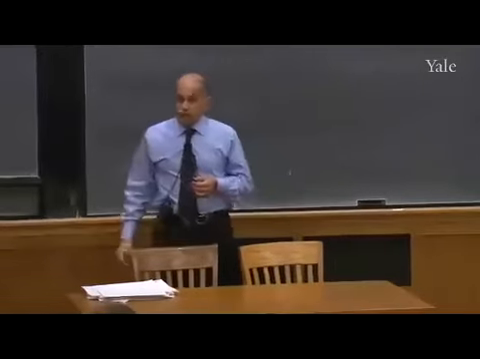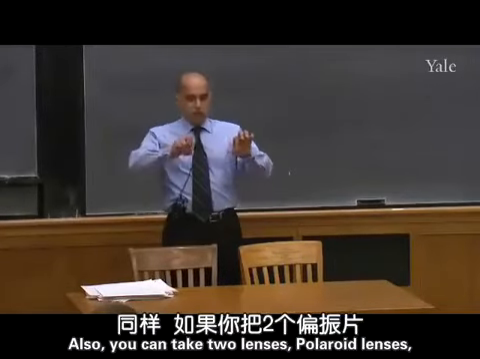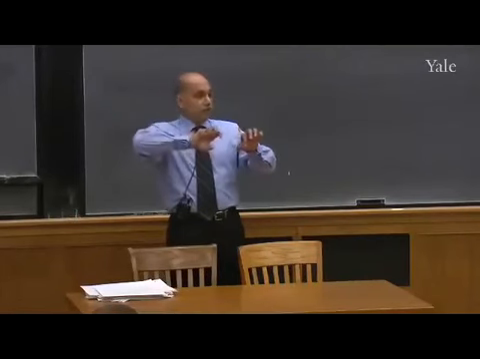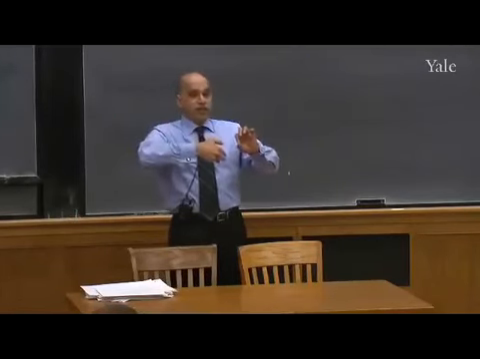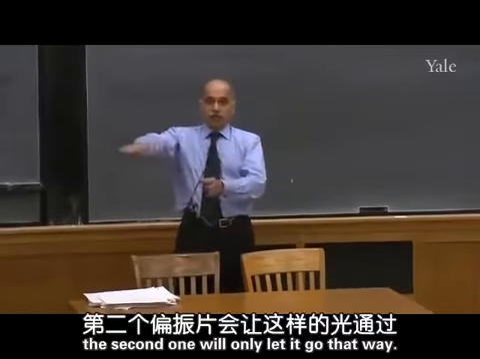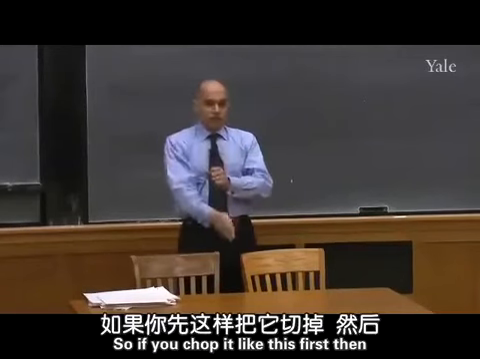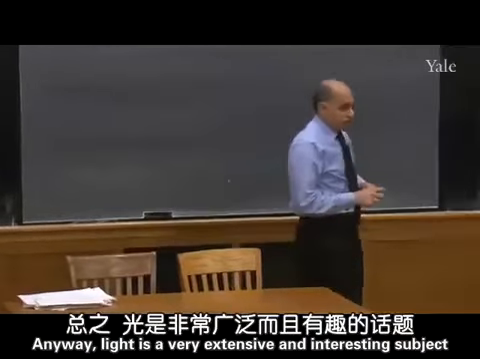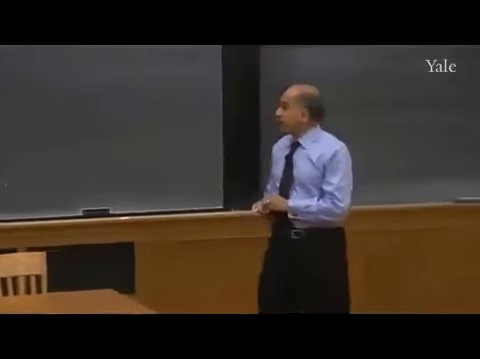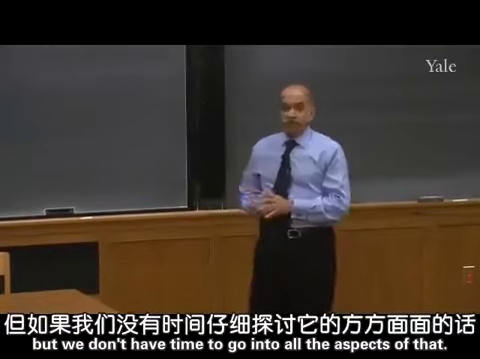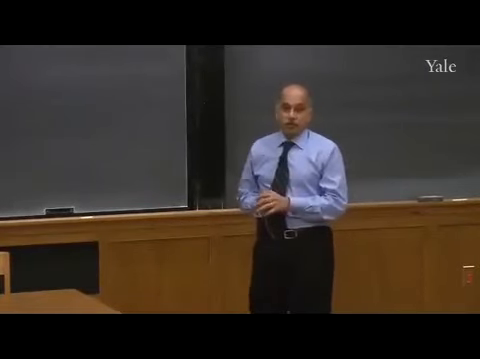Also, you can take two lenses, Polaroid lenses, and you turn them one relative to the other. You can cancel the light completely, because the first one may let it go this way, the second one will only let it go that way. So if you chop it like this first, then it won't go through the other way. Anyway, light is a very extensive and interesting subject, which probably is more important to you than some of these fields, but we don't have time to go into all the aspects of that.